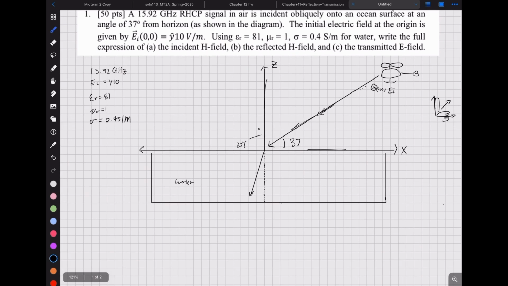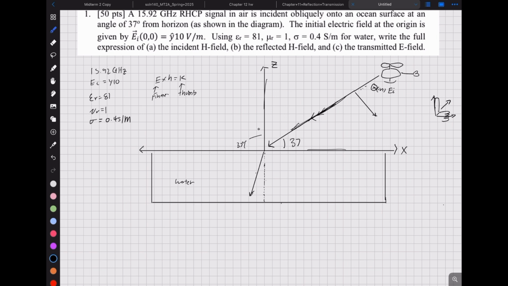Using a rule, E cross H equals K. Using our thumb as K, we can find where H is pointed. Using the right hand rule again, thumb is going along this line here, then with my pointer, and our E is going into the page. So our H is going to be pointed out this way, perpendicularly.